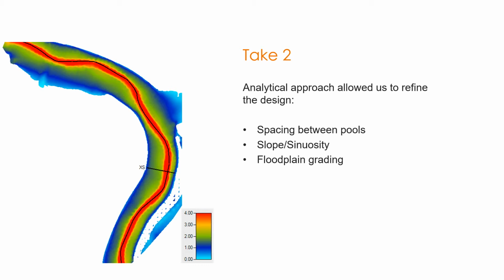The most significant thing we changed was actually the floodplain grading, which doesn't come across through very many of the analog or empirical relationships. But we were able to see clearly through our two-dimensional modeling, as you see here, that the velocities on the floodplain are not well distributed. And so by adjusting the floodplain and allowing the water more equal access to the floodplain, we were able to make some changes.